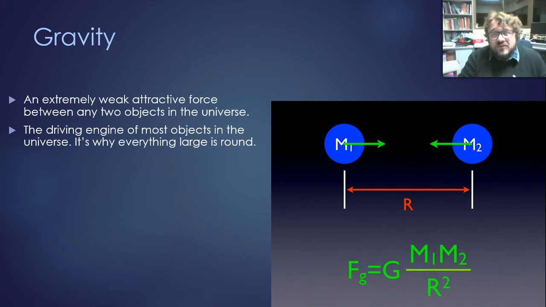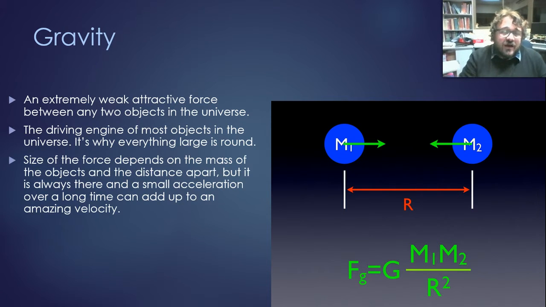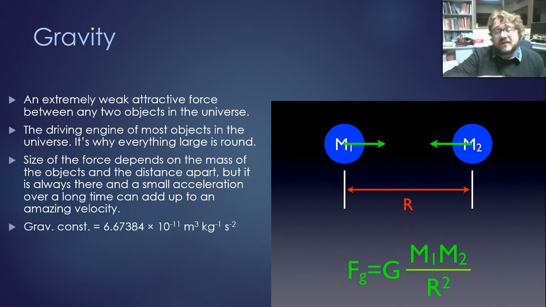It is the driving force, or the driving engine, of most objects in the universe, and it's why everything that is large is also round. The size of the force essentially depends on the mass of the objects and the distance apart, and that's what we see here. But it's always there, so it doesn't matter how far apart something is from you, you are always a little bit attracted to it. It's an attractive force. Generally, when things are moving through space, it is a small, weak force, but a small force over a long time can add up to an amazing velocity.